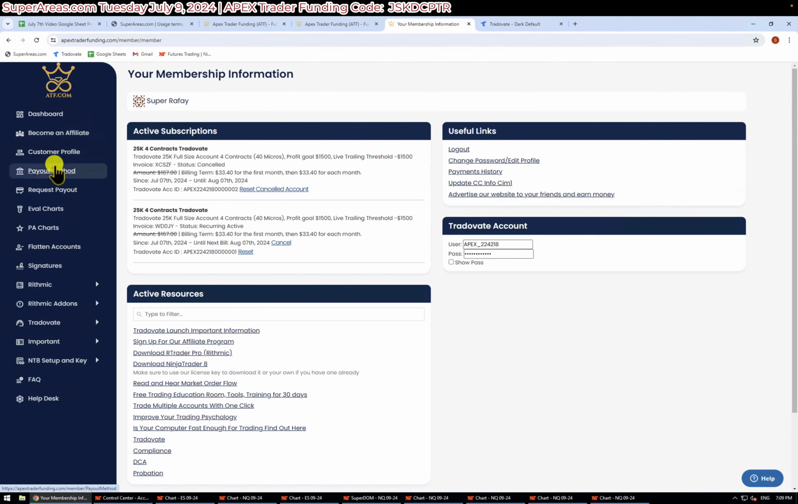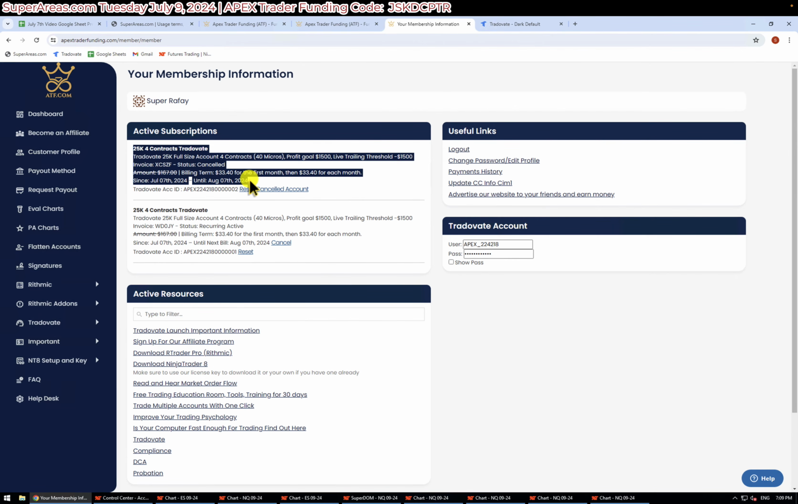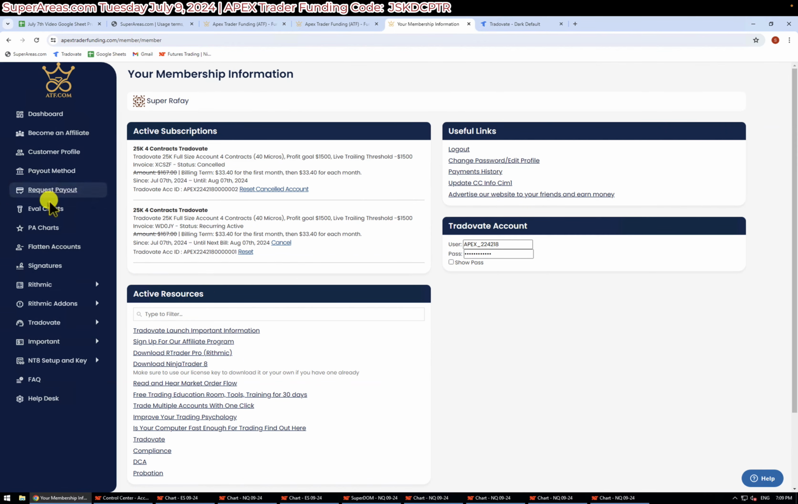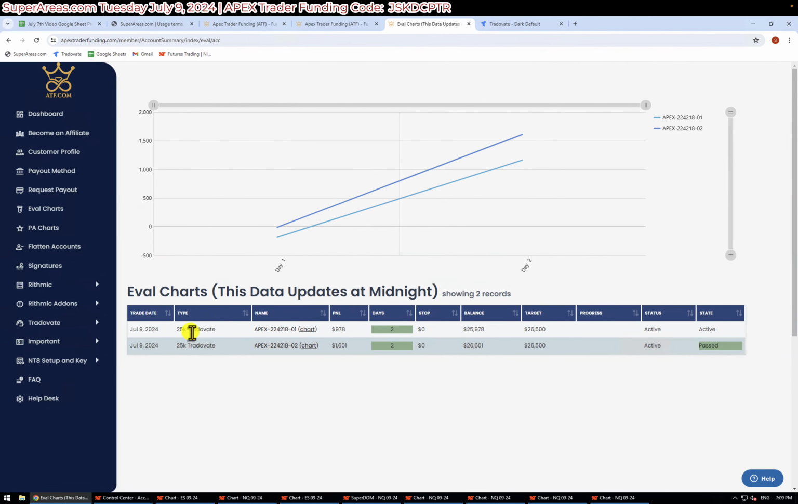It talks about customer profile and your payout methods. You worry about these once you have passed stage 2, which is called a performance account or personal account, or round 2, however you want to call it. Now the evaluation chart. After the market reopens, before midnight, they generally update everything. So as of July the 9th, it shows you the number of days I have traded, and I've only traded 2 days.